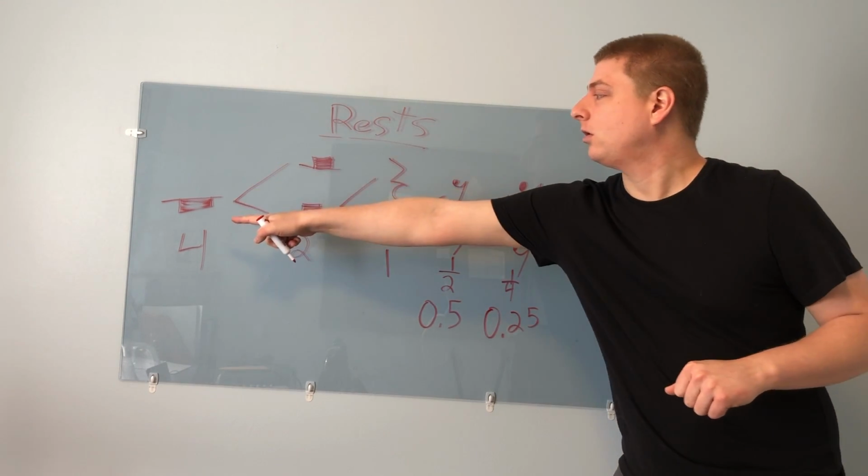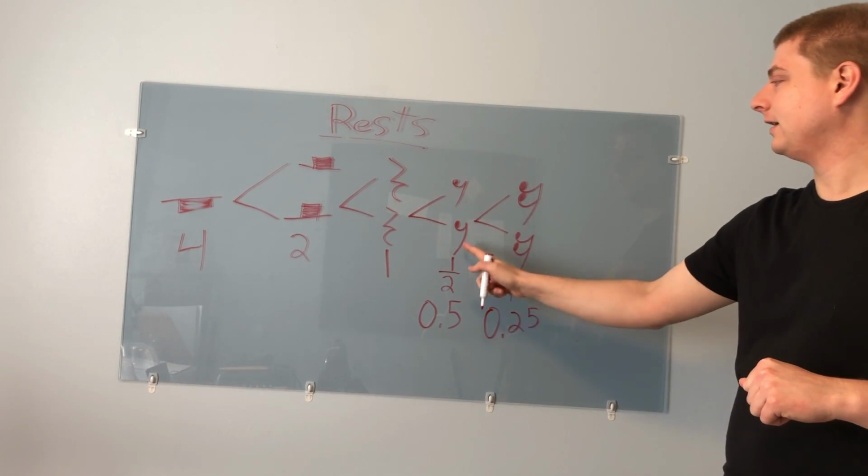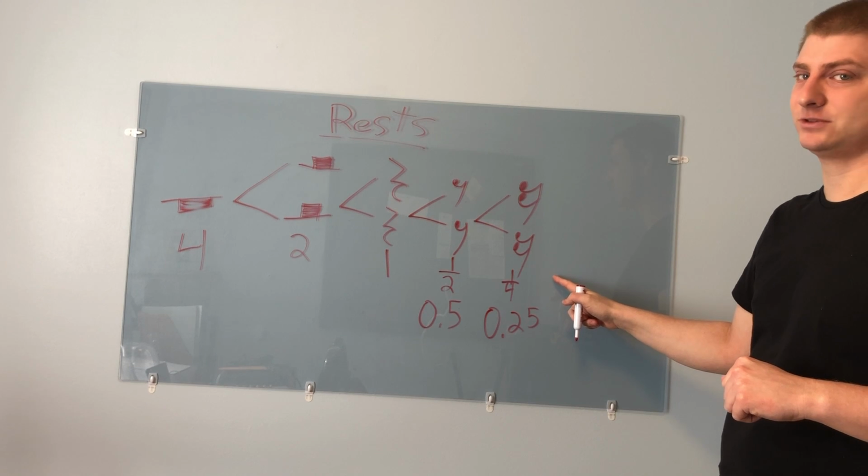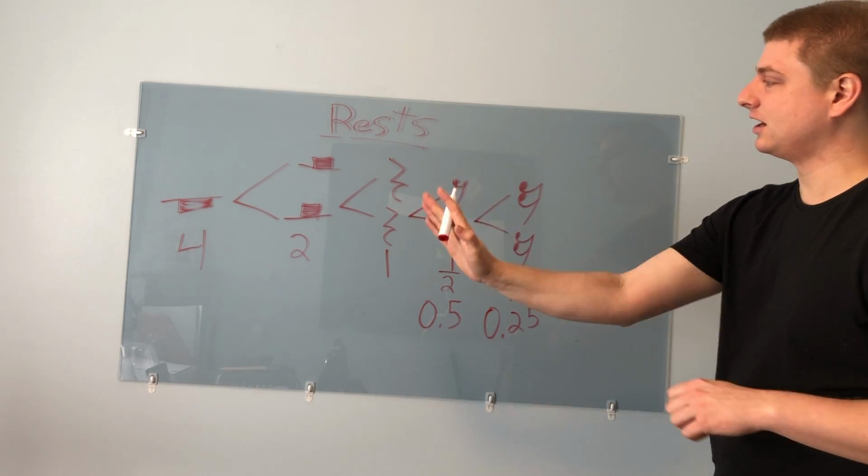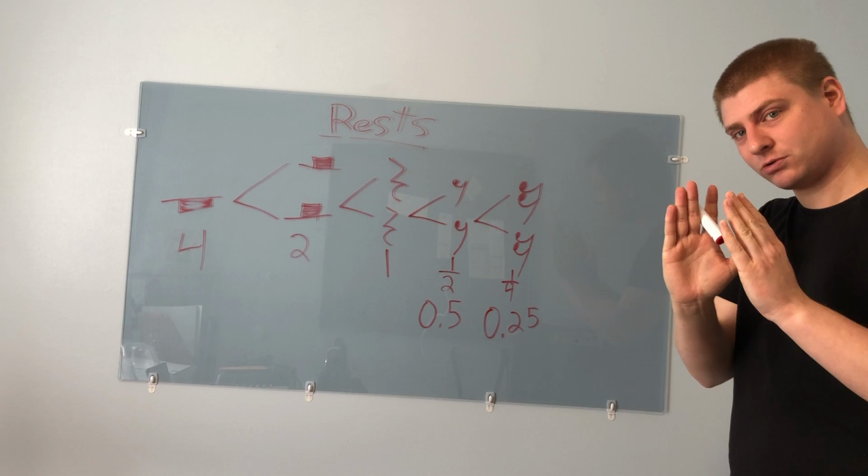So, whole, half, quarter, eighth, 16th notes and rests. Each time it gets shorter and shorter and shorter. All right, we've looked at notes and rests. We've looked at how long they are or how short they are. And we have learned how many beats they all get. We're going to take a look at how to put them together in the next video.